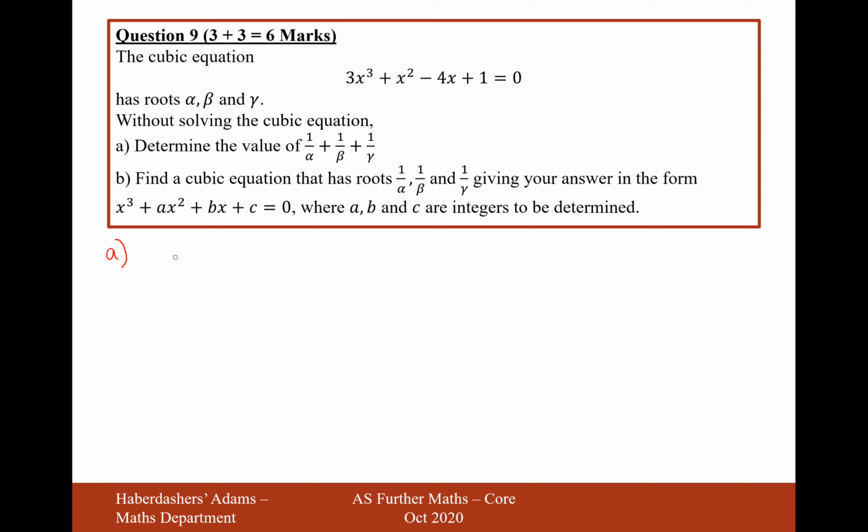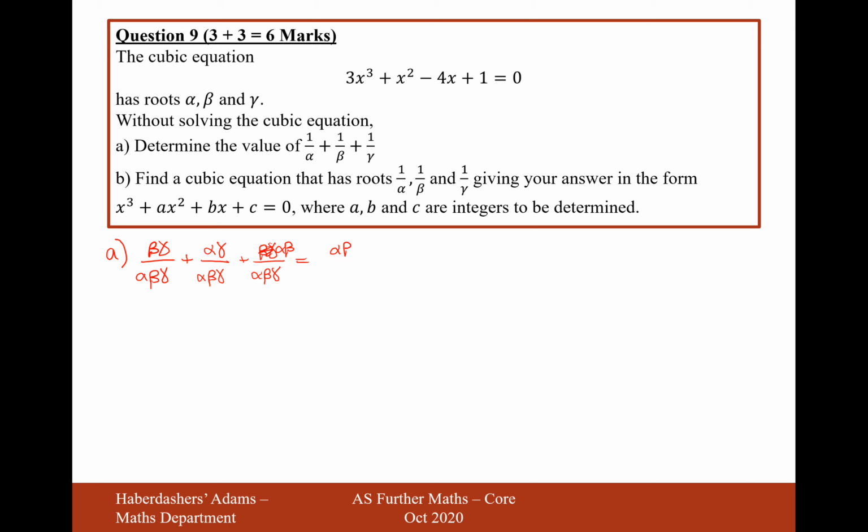So 1 over alpha plus 1 over beta plus 1 over gamma, we could create common denominators here and start adding them together. So the first one can be represented as beta gamma over alpha beta gamma. The next one is alpha gamma over alpha beta gamma. And the next one is going to be alpha beta over alpha beta gamma. Sorry, the last one's wrong. So let's add this together.